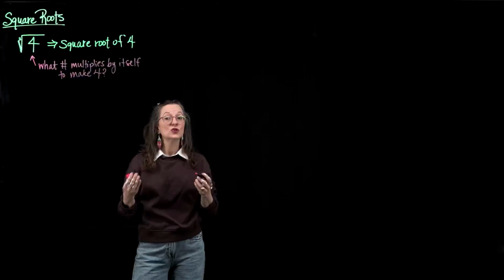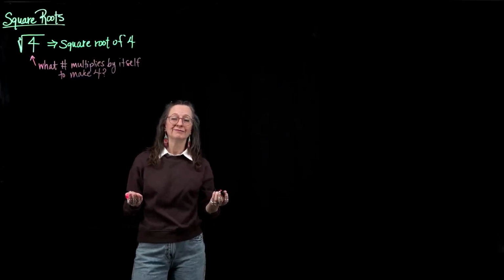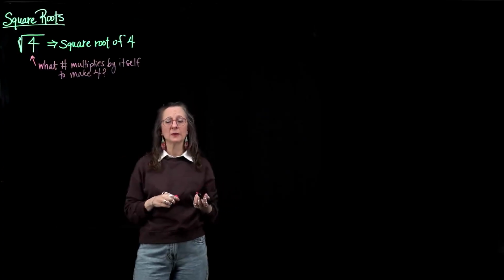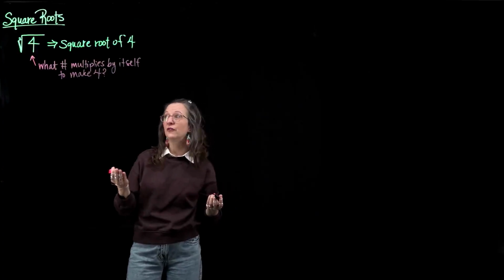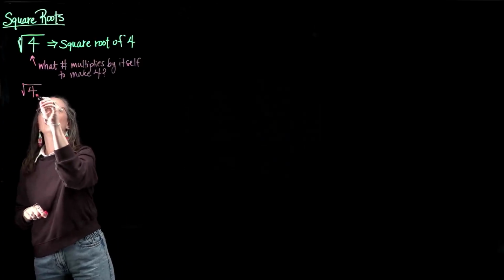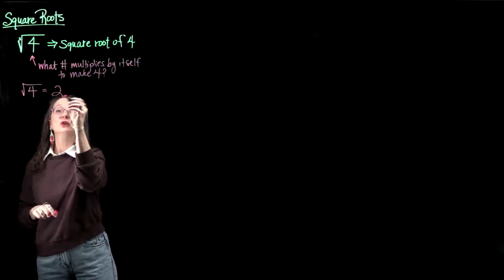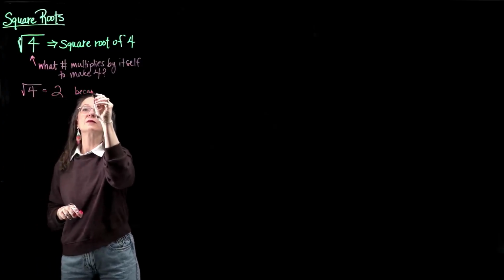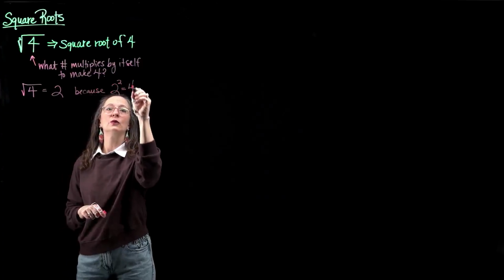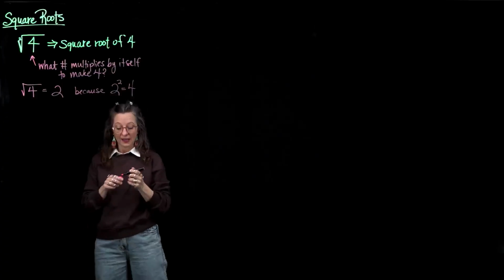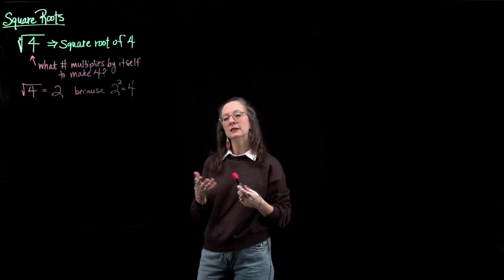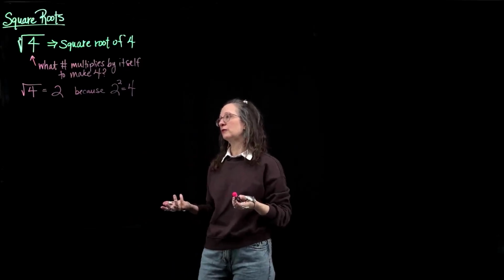So when I see square root of 4, what that really means is, what do I multiply by itself to get 4? Well, we know that one. Square root of 4 is just 2, because 2 squared is equal to 4. And that one's pretty easy to see. Sometimes as they get bigger, it's a little bit more difficult.